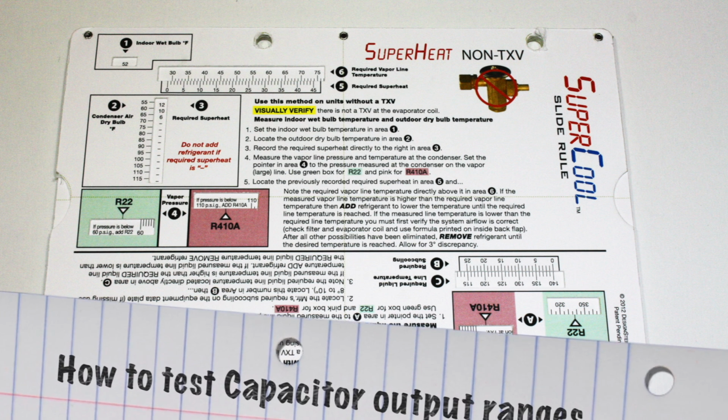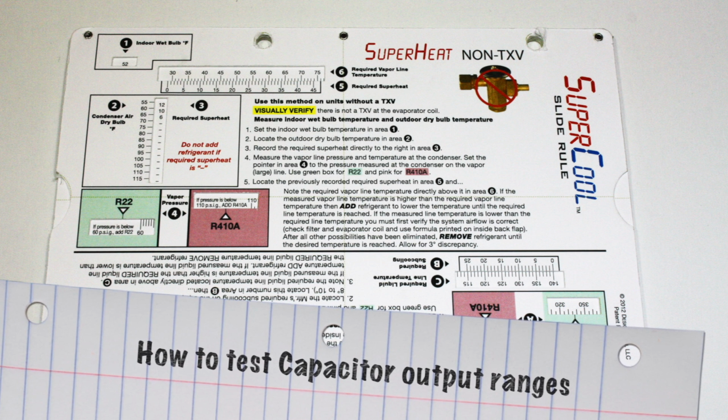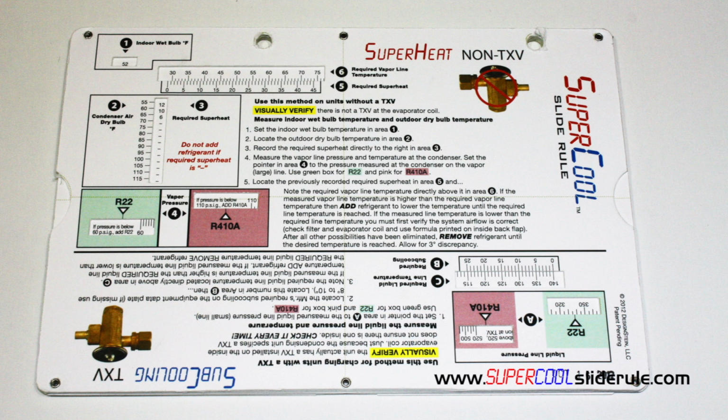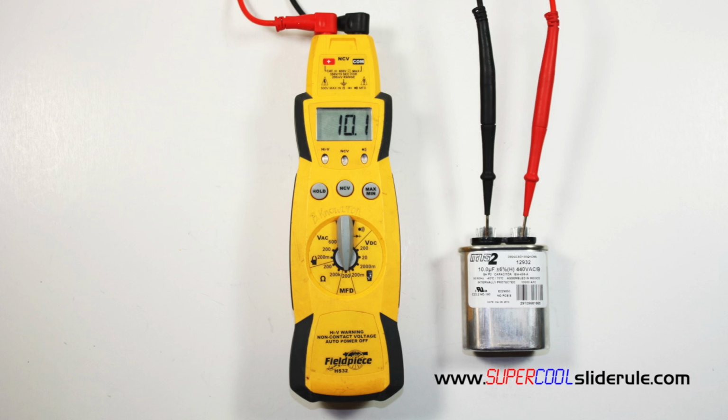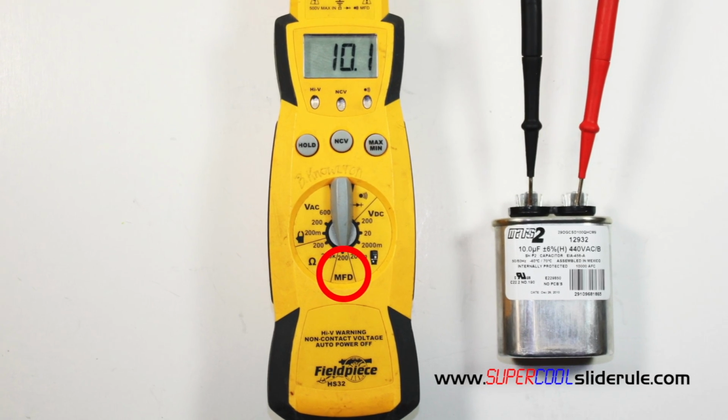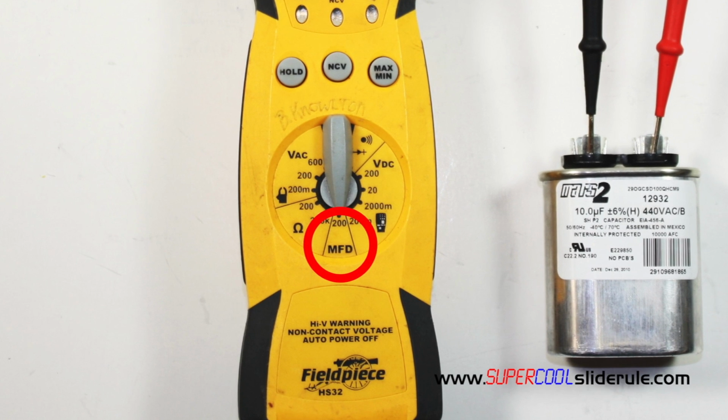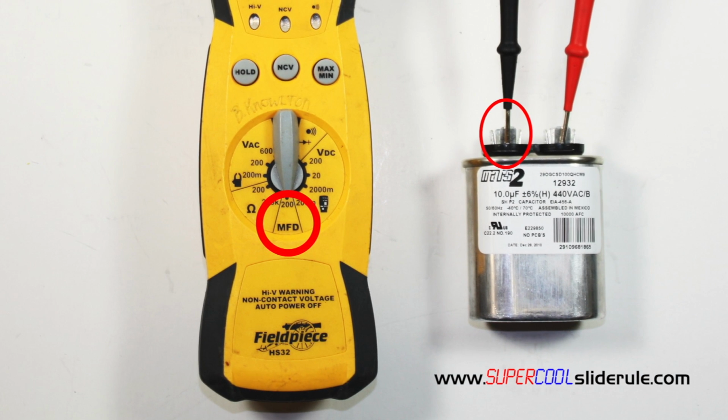In this tutorial, we will learn how to test a capacitor and what acceptable output ranges are for a capacitor. For this exercise, I will test a 10 microfarad capacitor. To test it, we set our tester to microfarad, which is located here, the MFD. The test leads will go here and here. It doesn't matter which lead goes to which terminal.